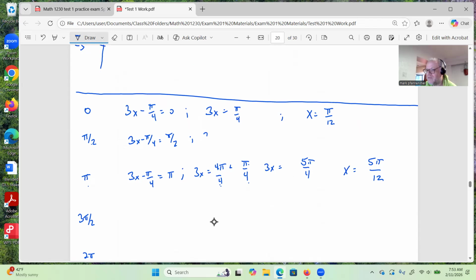So my first move is to move the pi over 4 to the other side. So we're going to say 3x equals pi over 2 plus pi over 4. Well, again, we got to get common denominators here. So I'm going to go ahead and change this to a 2 over 2 times pi over 2. That's going to give me 2 pi over 4 plus 1 pi over 4. So we're going to have 3x equals 2 plus 1 is 3 pi over 4.